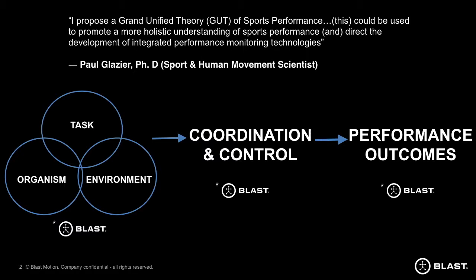There's a really smart human being by the name of Paul Glazer. He's got a PhD, and he is well known for his influence in human performance. He's got this grand unifying theory of sports performance to better understand how we should be using technologies, what we should be measuring, and what we should be focused on. We've really used this as the groundwork of what we do and what we develop at Blast. There's a lot of big words in here, a lot of buzzwords, a little bit of eyewash, but I'm going to walk you through exactly what these things mean and why they're important.